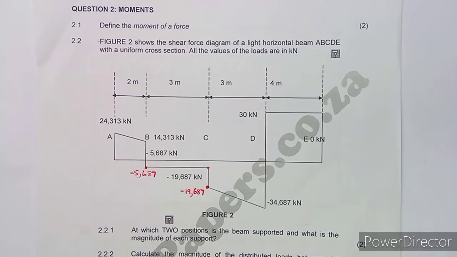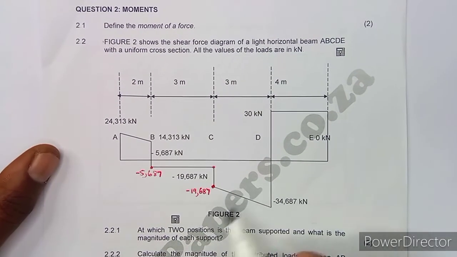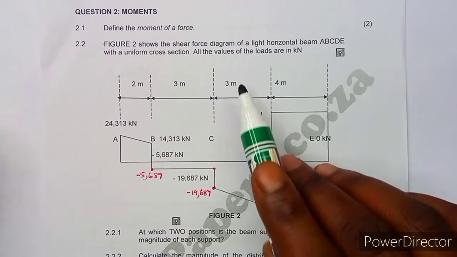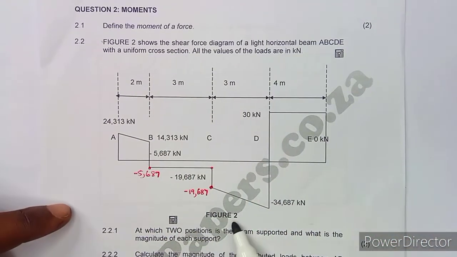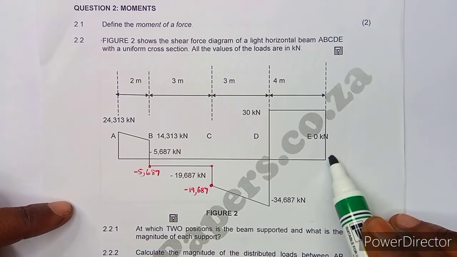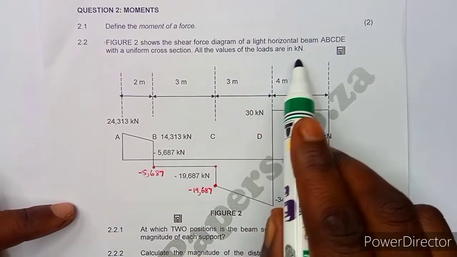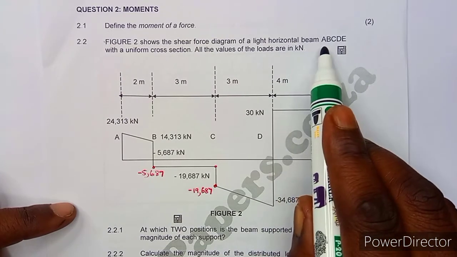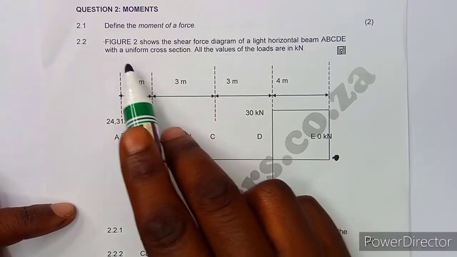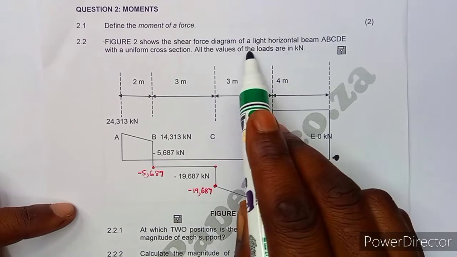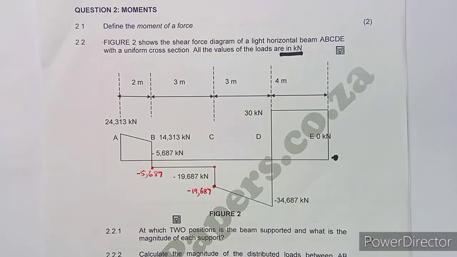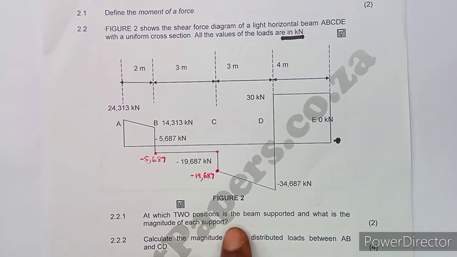Anyways, the other question we are given: Fig 2 shows the shear force diagram of a light beam A, B, C, D, E with uniform cross section. All the values of the loads are in kilonewtons. The first part is: at which two positions is the beam supported, and what is the magnitude of each support?